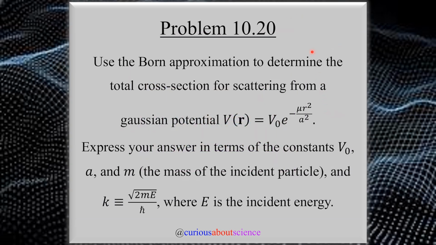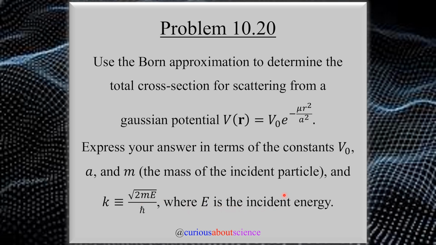All right, so the problem today is question 20 out of the extras from chapter 10, where we want to use the Born approximation to determine the total cross-section for scattering from a Gaussian potential, where we have V0 as the amplitude, e to the minus mu r squared over a squared, r being the variable. And we want to express our answer in terms of the constants V0, a, and m, the mass of the incident particle, and k, where we can see that we have E, and E is the incident energy.